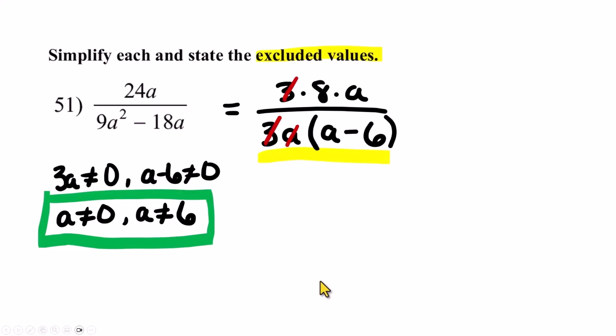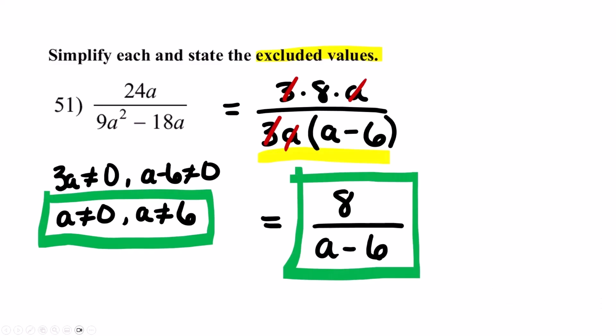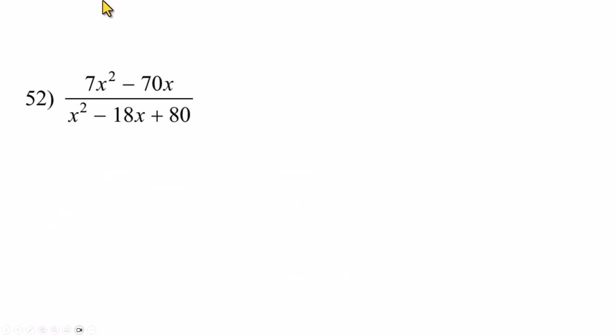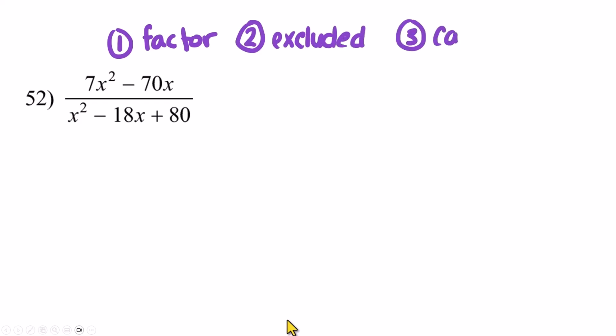Now, cancel. Oh, it's just so fun. All right, we get 8 over a minus 6. There's nothing else you can do. That's totally simplified. Let's do it again. Now remember, these are the steps. Factor first, then you do your excluded values, and then you do your canceling.